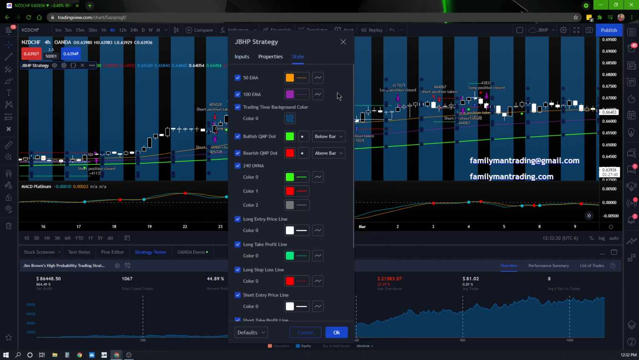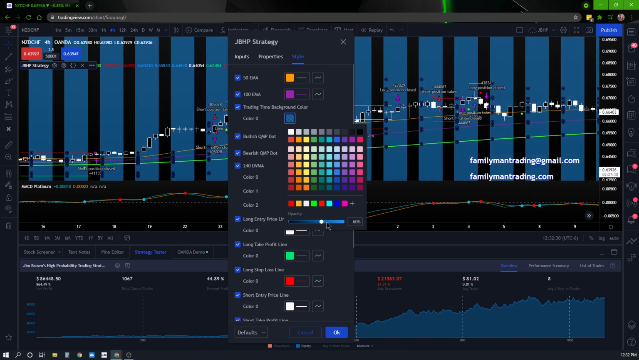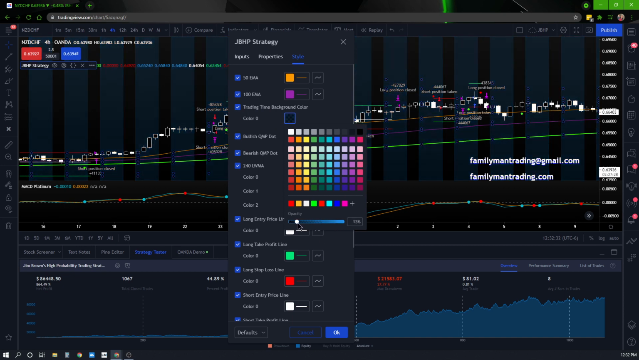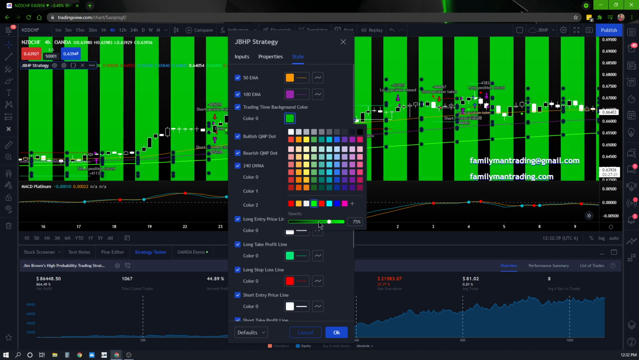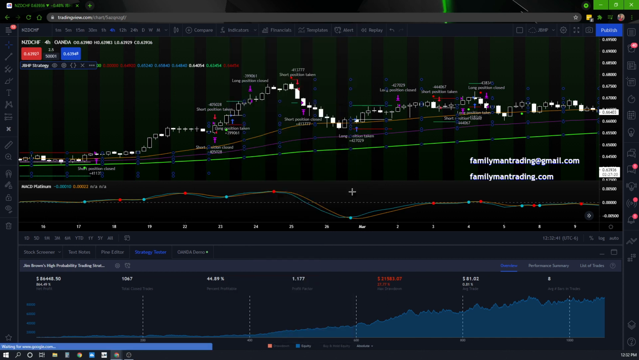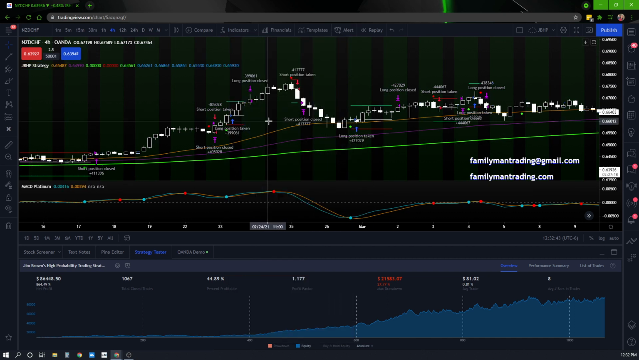And if you don't like that blue background, or you want to change the transparency, just come in here to trading time background color. You can shut it off if you're comfortable just leaving it off, or if you do want to see it, just move the bar in here for the opacity to however bright you want it. You can even change the color to anything that makes sense to you, whatever's comfortable, and you can change it from there.